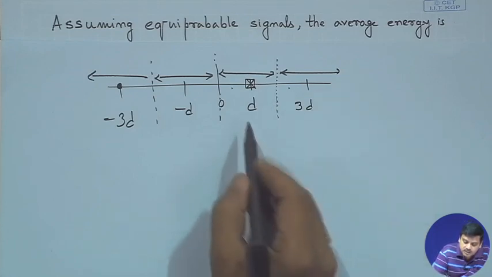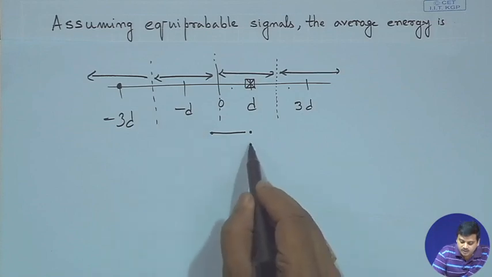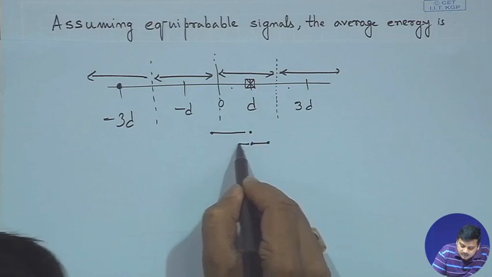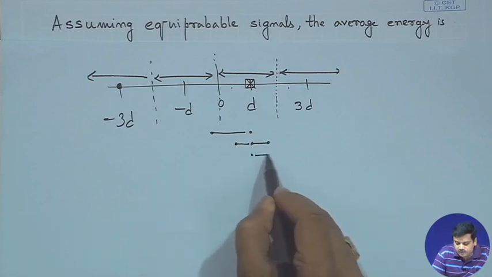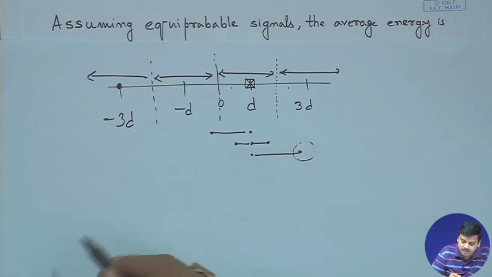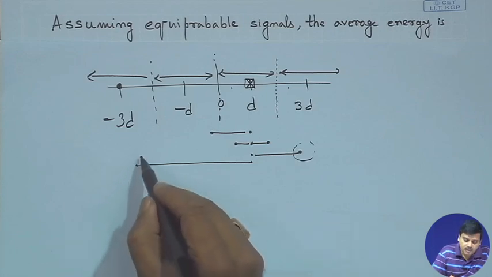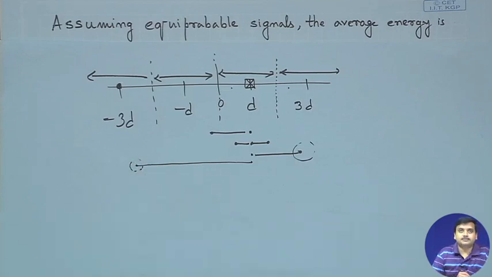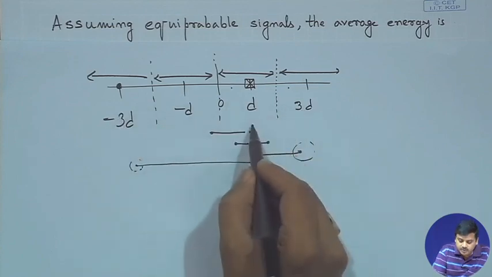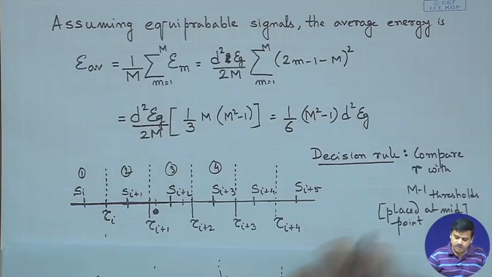If d was transmitted and noise has shifted it here, I would decide it as minus d. If d was transmitted and noise has shifted it here, I will decide it as d. I will still decide d. If it is received over here, that means a huge amount of noise has been added, and I will decide it as 3d. If huge negative noise is added and it goes there, I will decode it as minus 3d. All these cases are of course errors, but what I am simply doing is comparing with the threshold which lies midway. That is what is mentioned over here.